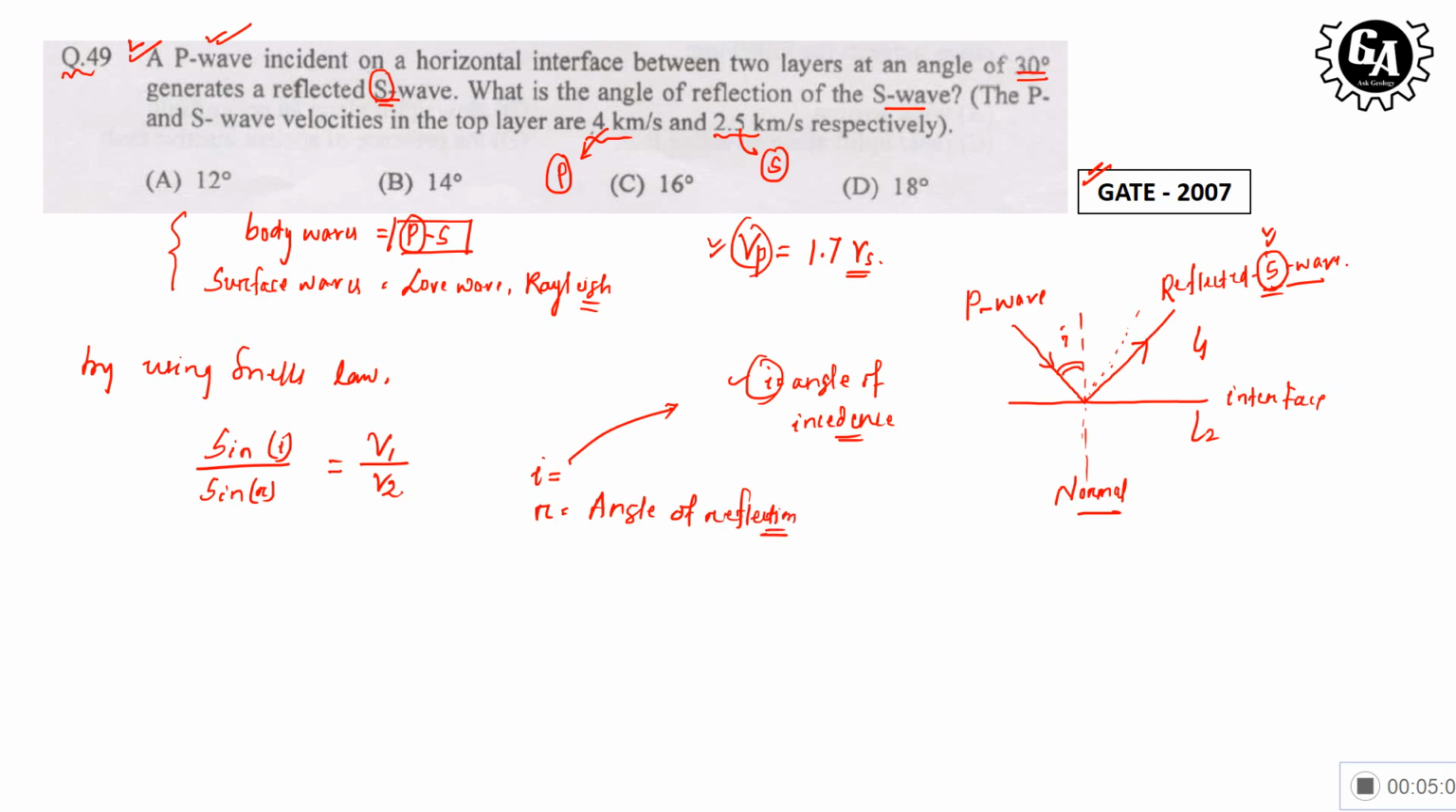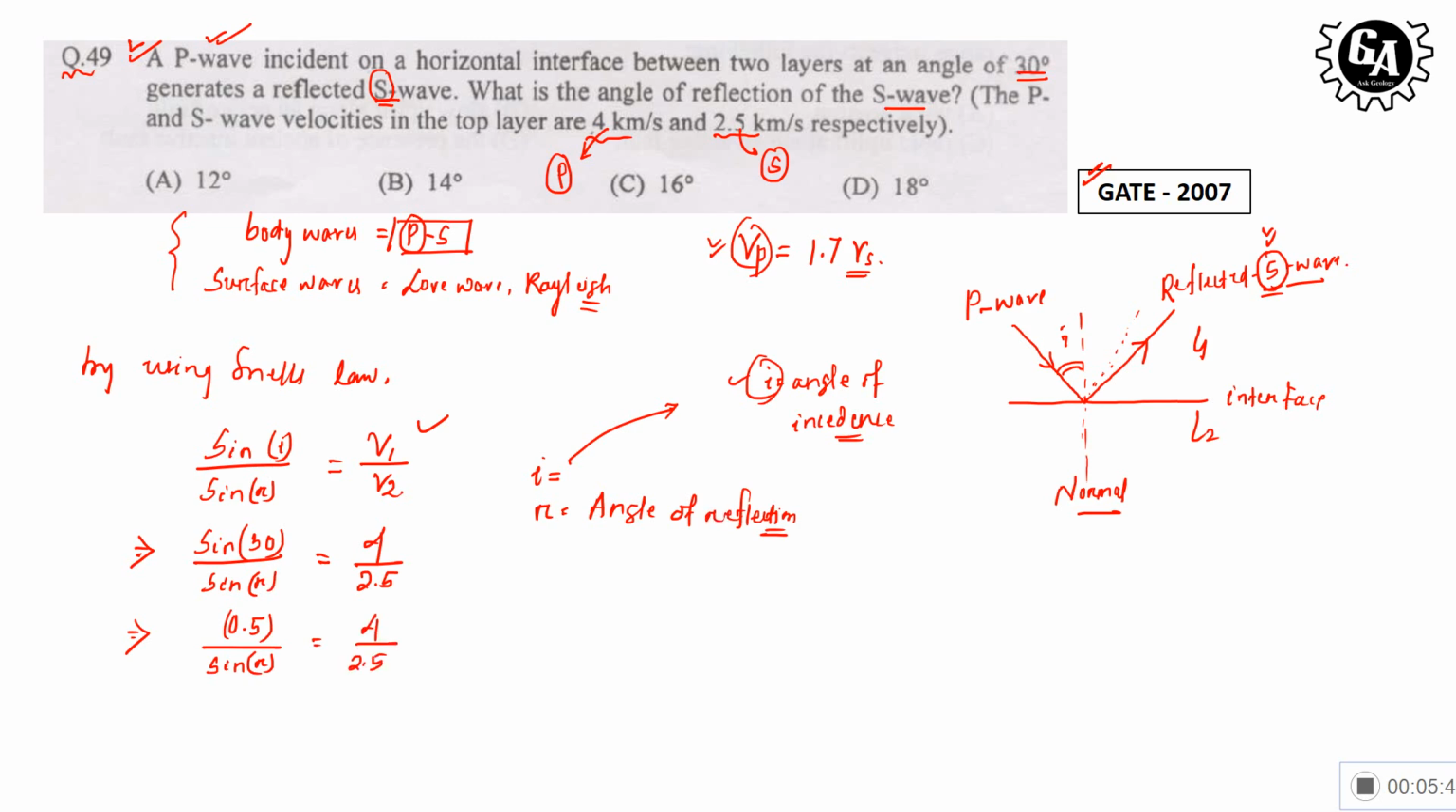Okay, so now here, what is the sin i? This is given to be sin 30 divided by sin r, which we have to calculate, is equal to v1 over v2. What is v1? This is 4 kilometer per second, v1 for the P wave, and the second one is 2.5. Then sin 30 is equal to half, or 0.5, divided by sin r, is equal to 4 by 2.5.